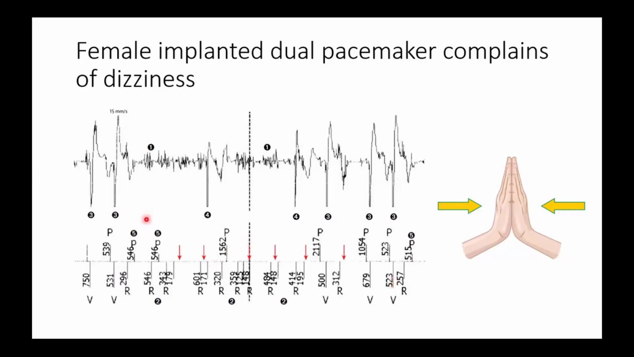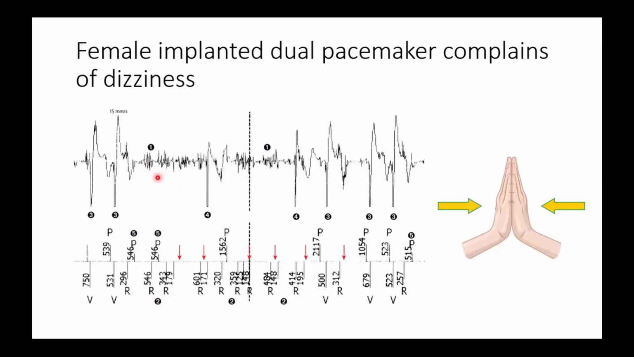We are asking the patient to do hand pushing against each other. Why? Because the patient is saying that she has dizziness. So while we are asking the patient to do this maneuver, we are looking at the interrogation of the device. If you look here, the device has been sensing some artifact, as Dr. Iman said, and is inhibited because the device thinks that this is the intrinsic rhythm of the patient. So this is the oversensing of myopotential from the movement of this patient.